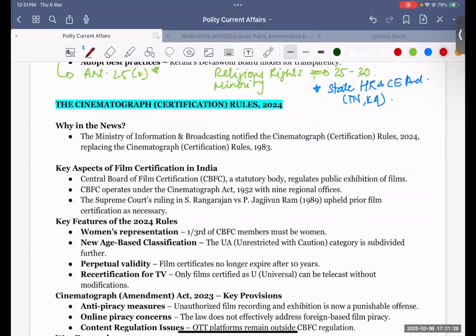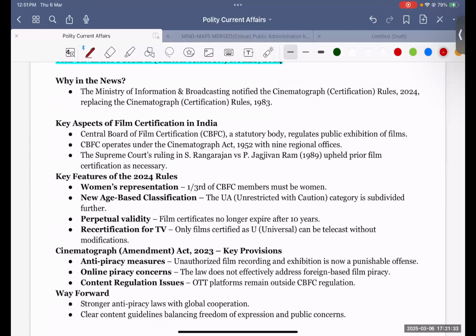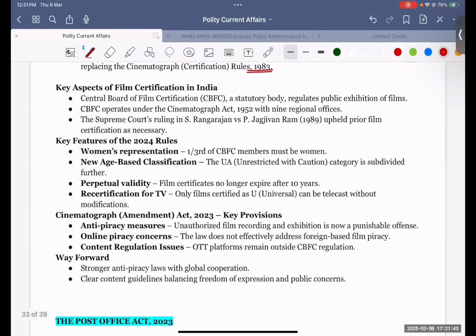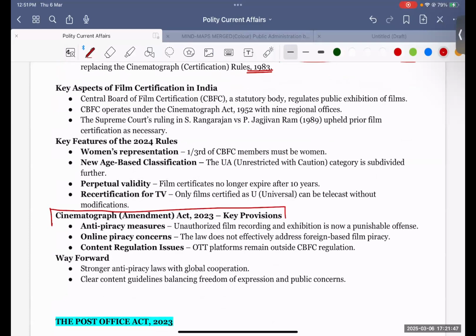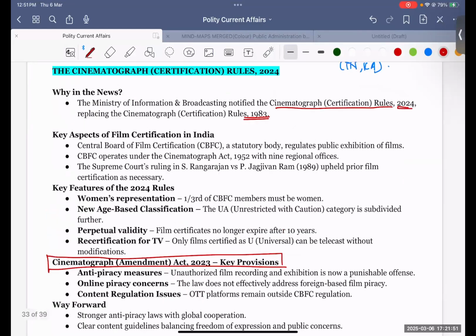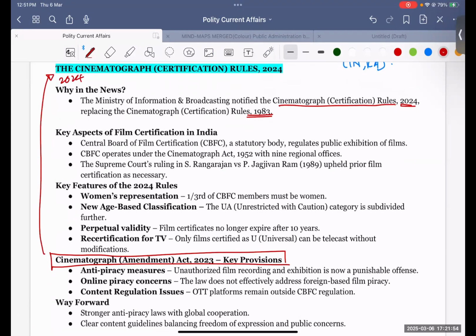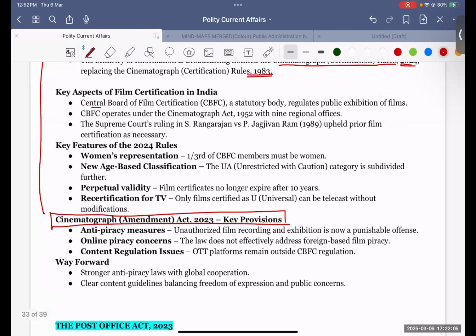We'll move on to the next subtopic. The Cinematograph Certification Rules 2024. Why was it in news? Because the Ministry of Information and Broadcasting notified the Cinematograph Certification Rules 2024, replacing the Cinematograph Certification Rules of 1983. The Cinematograph Act was actually amended in 2023, of which the rules have been notified in 2024. So what are the key aspects of film certification in India? The CBFC, the Central Board of Film Certification, is a statutory body which regulates public exhibition of films. When you talk about public exhibition, it also means theaters as well as televisions.